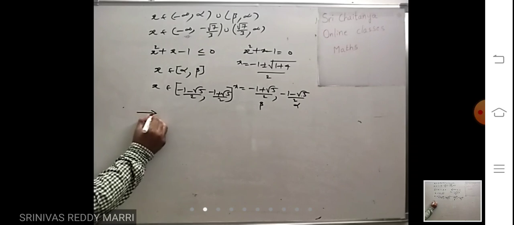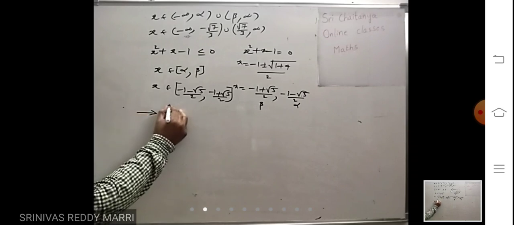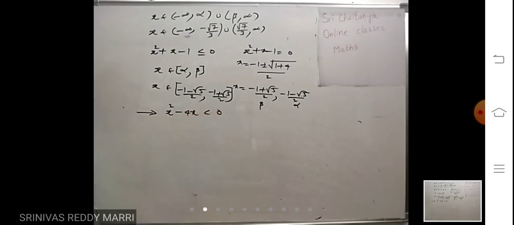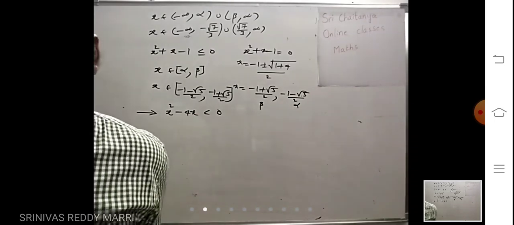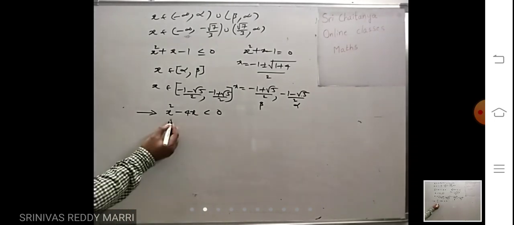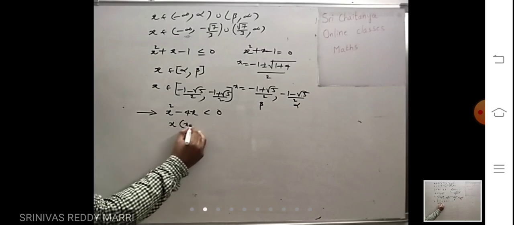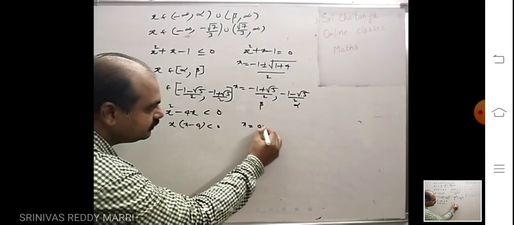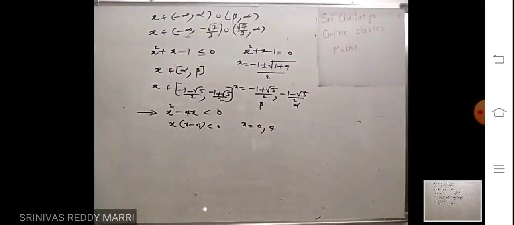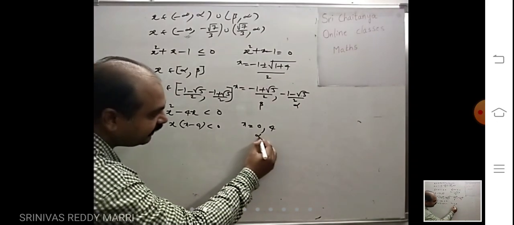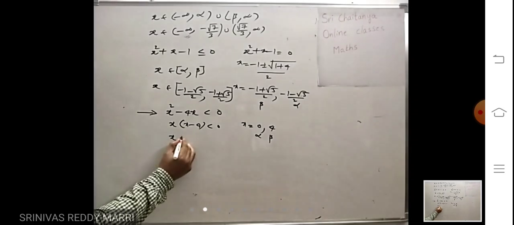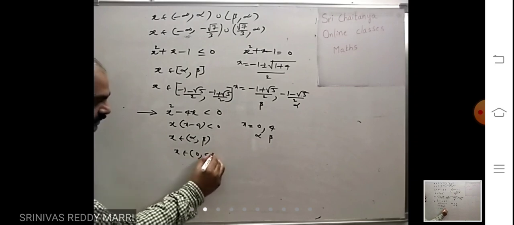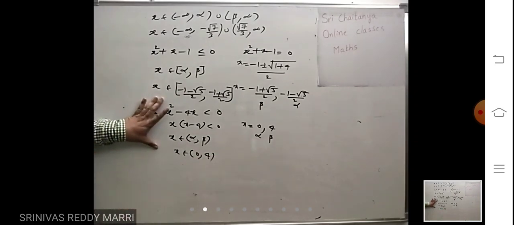Suppose the problem is given like this: x square minus 4x less than 0. Now the constant is not there. You can easily factorize this one: x into x minus 4 less than 0. So the roots are 0 and 4 if you equate this to 0. Alpha is 0, beta is 4. What is the answer? x belongs to open interval 0, comma 4. I have done it like this, and this is correct only.